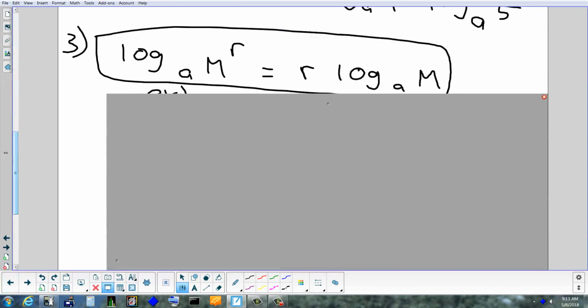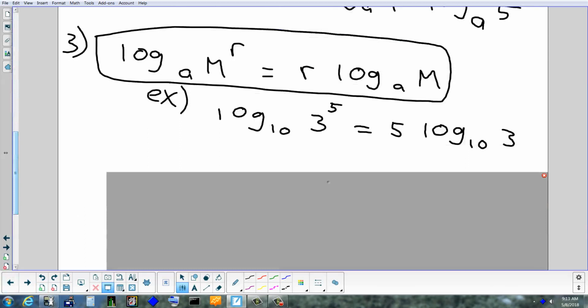So here we have an exponent of r on the argument. And I'm going to take the r and put it in front. And here's another example with numbers. So log base 10 of 3 to the 5th is exactly the same as 5 in front of all of that. 5 log base 10 of 3.